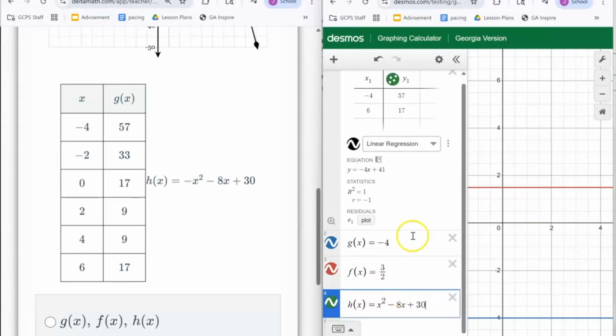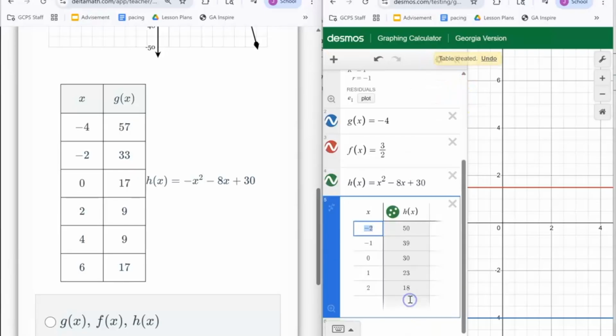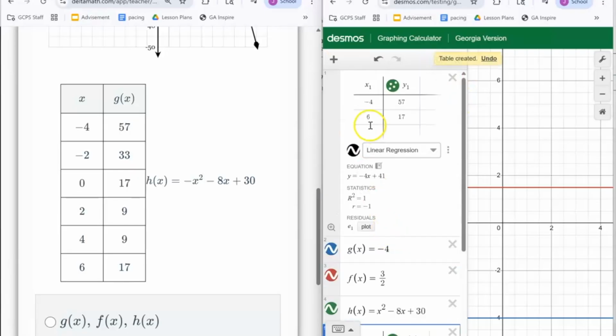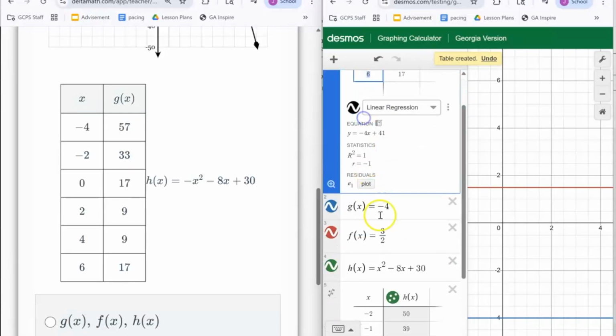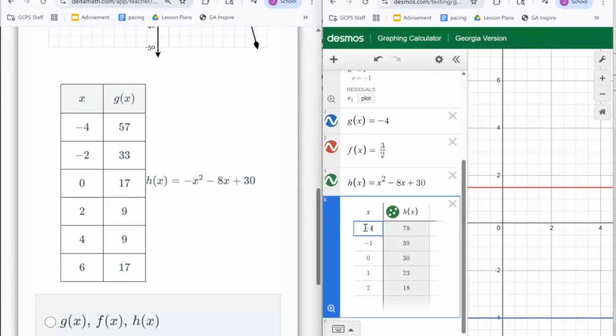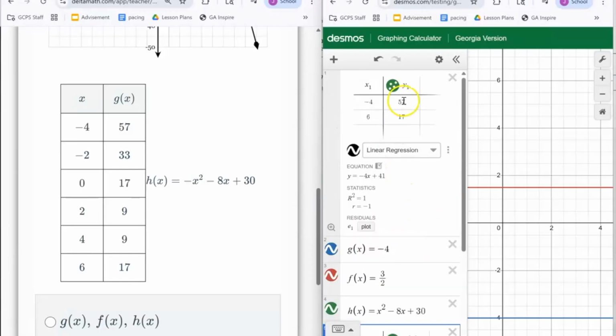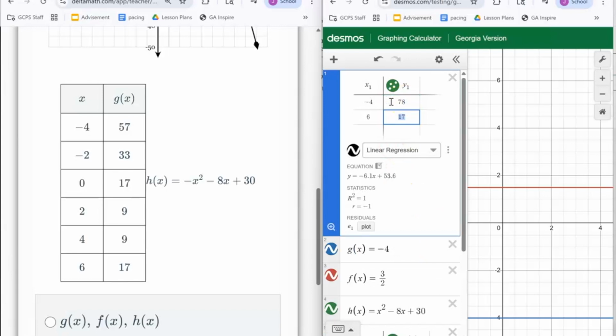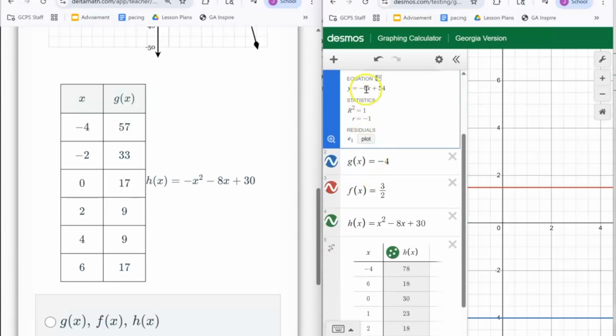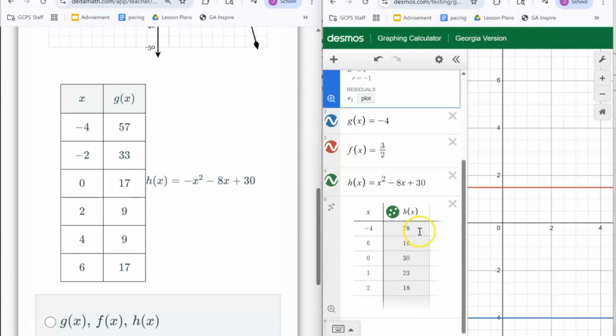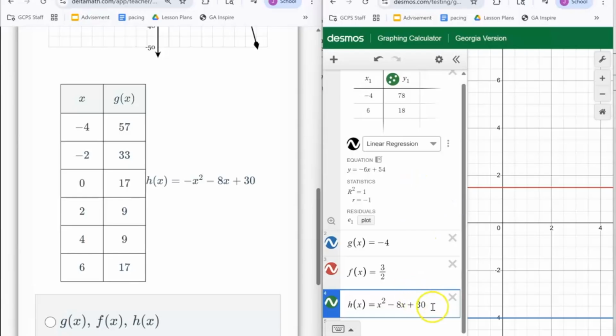All right, so that's the equation. I need to see what those points are, so I'm going to make that a table. Then I'm going to find the two distinct points I need, which is -4 and 6. So -4 and 6. And I'm not going to click the flag here because this is more than two distinct points. So I'm going to go 78 and 18 in here. 78 and 18. So my average rate of change for h of x for two distinct points is -6.